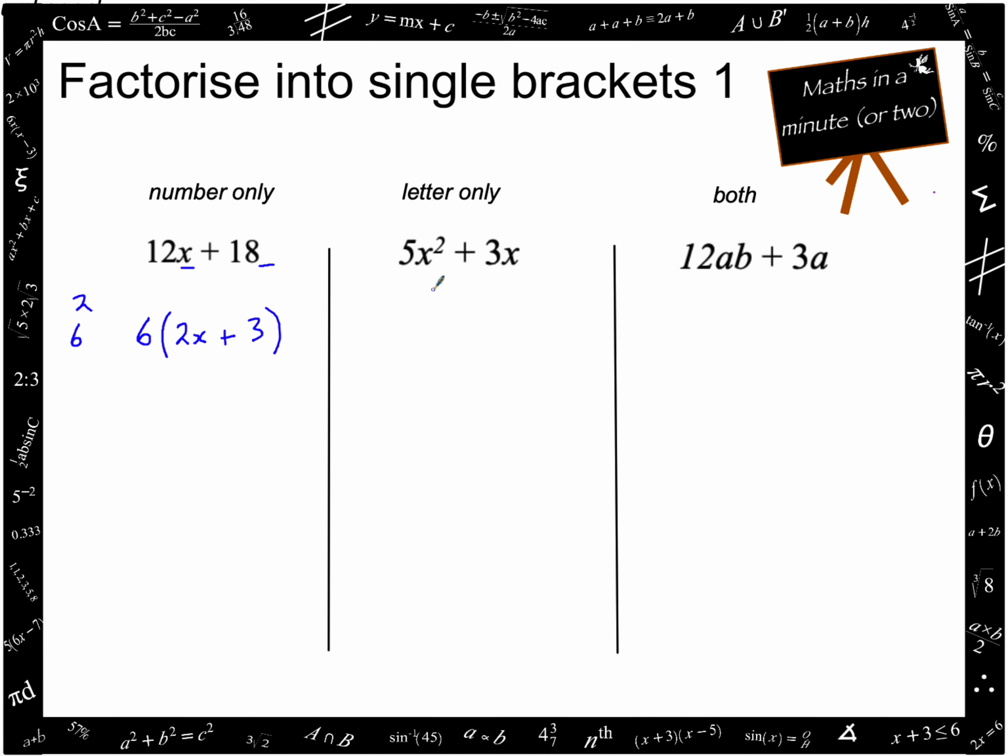Right, on the second one we have just the letter that's the same. So we can see we've got an x in both, but looking at the numbers, there is no number that goes into 3 and into 5. So we're just going to factorise for a letter this time.